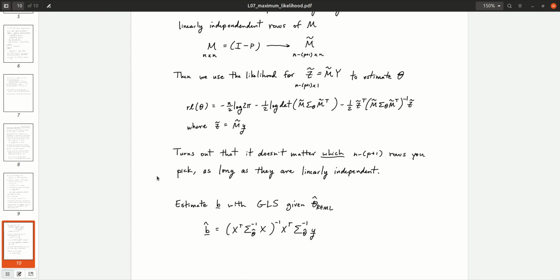We didn't have to estimate B in order to get the estimate of theta, but we still want an estimate of B. The usual practice is to just use those estimates theta hat, which maximize this residual likelihood, and then do generalized least squares using those estimated parameters. So we form this covariance matrix sigma sub theta hat using the estimated parameters theta hat, and do generalized least squares with those estimates. And it turns out that these are also unbiased.